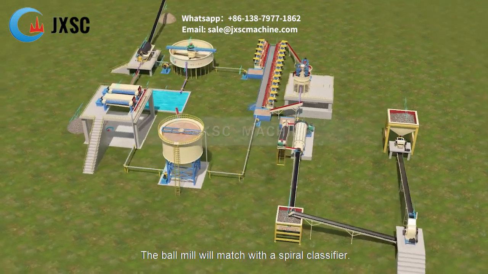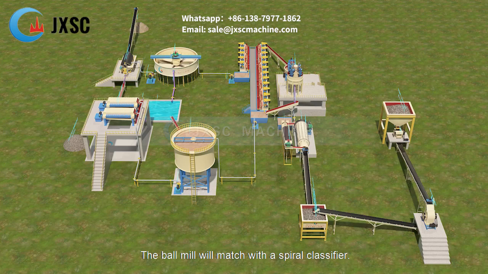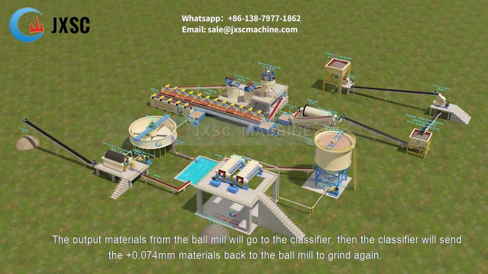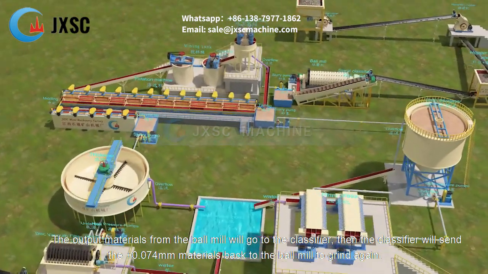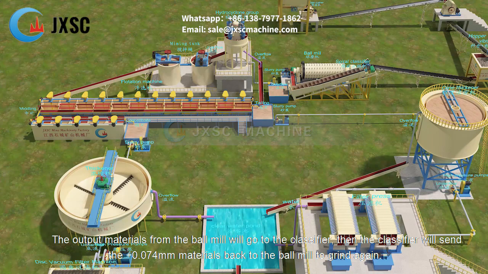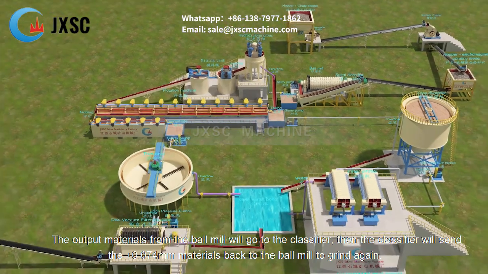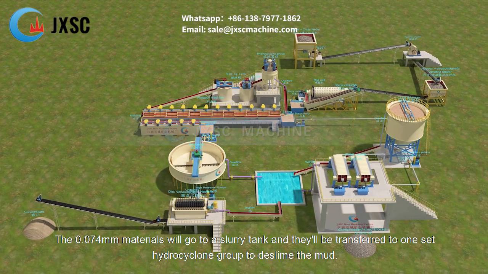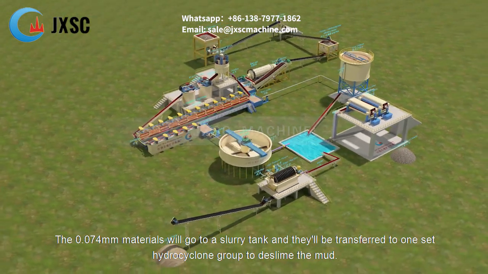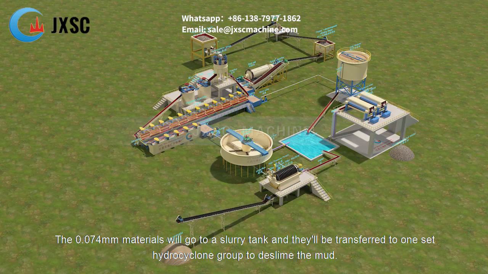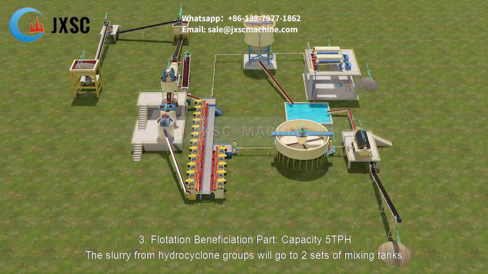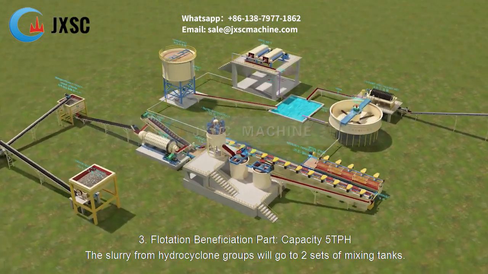The ball mill will match with a spiral classifier. The output materials from the ball mill will go to the classifier. Then the classifier will send the more than 0.074 mm materials back to the ball mill to grind again. The 0.074 mm materials will go to a slurry tank and they'll be transferred to one set hydrocyclone group to deslime the mud.